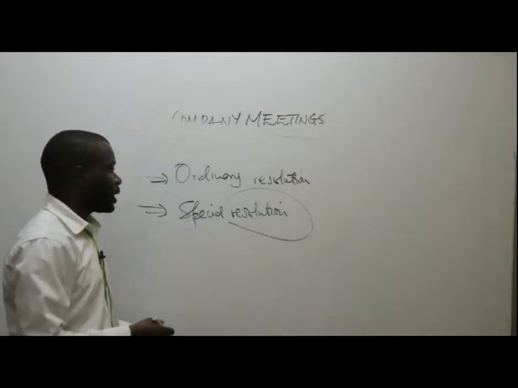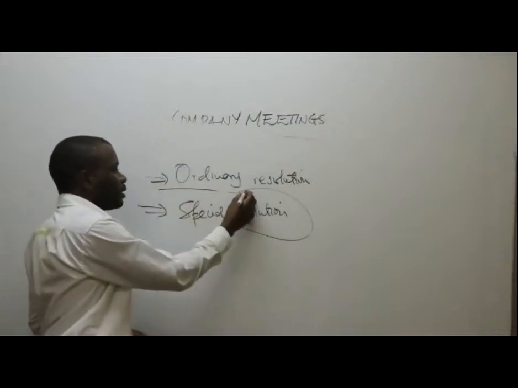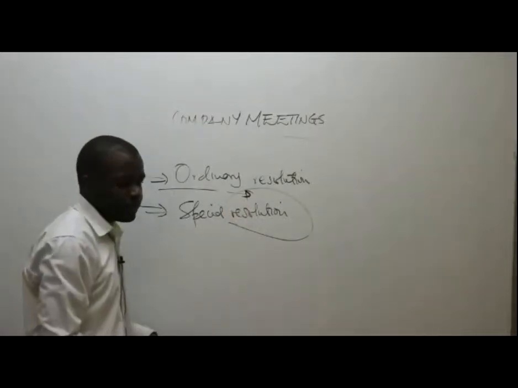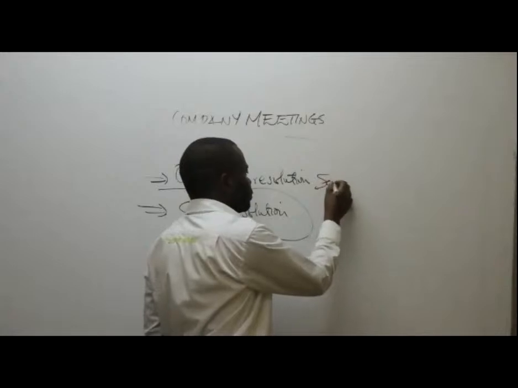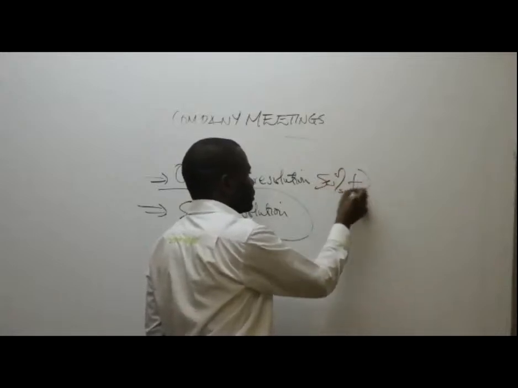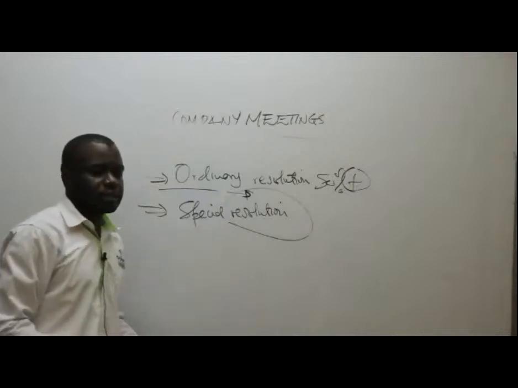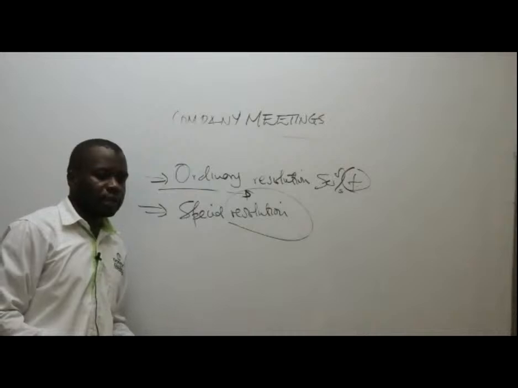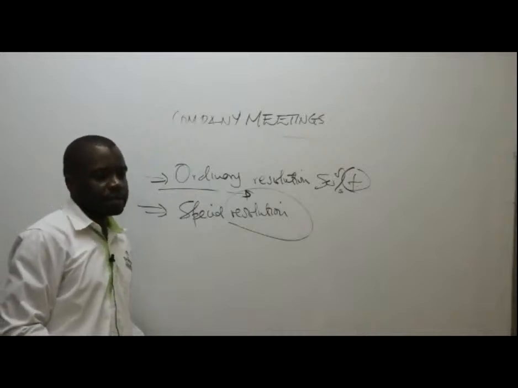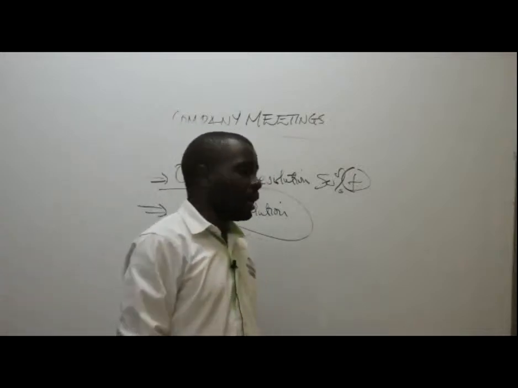An ordinary resolution is simply a resolution that requires what we call a simple majority to approve. A simple majority simply means 50% plus is quite enough to approve such a resolution. So an ordinary resolution is one that will be approved by a simple majority, meaning 50% plus.